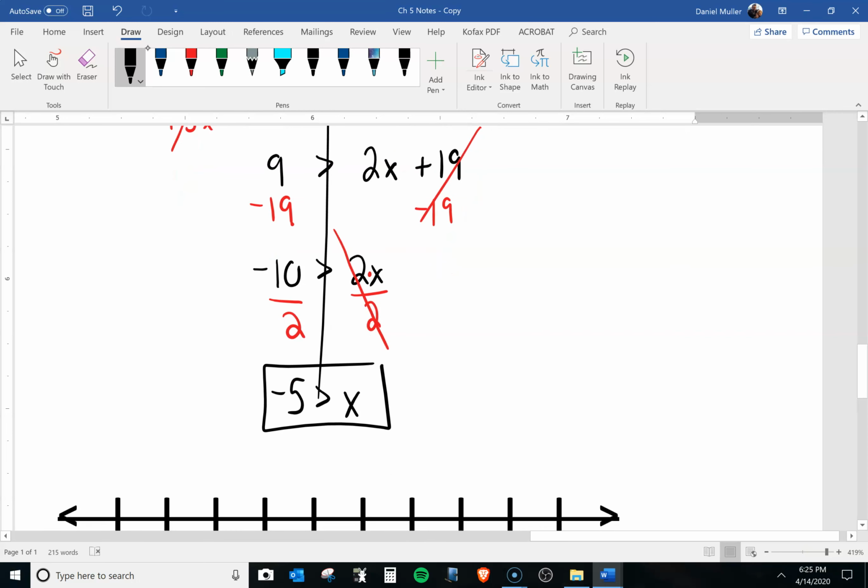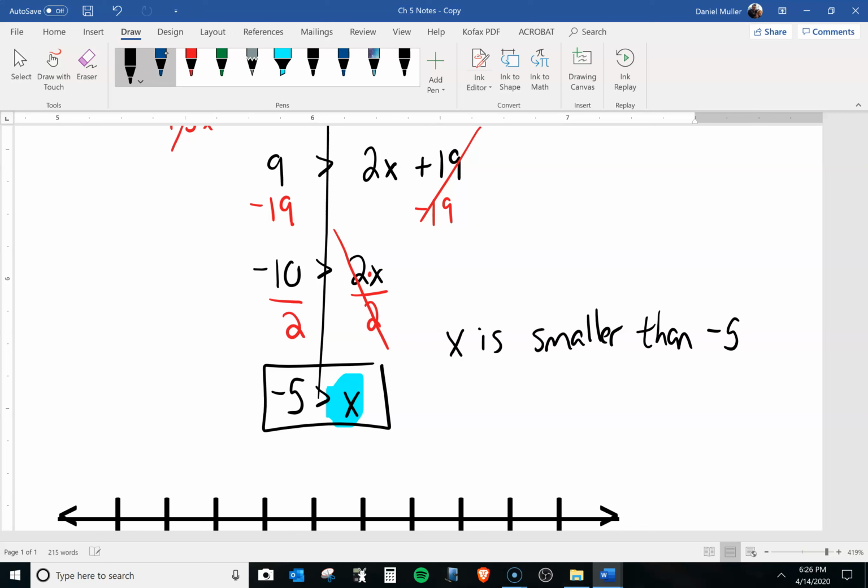So now I need to know how to read that symbol, which is maybe the most difficult part. So x is on the small pointy side. So I'm going to say x is smaller. Is it equal to? No, there's no line. So x is smaller than negative 5.